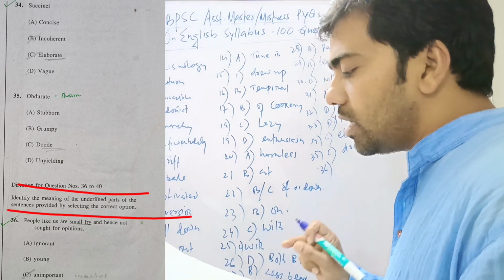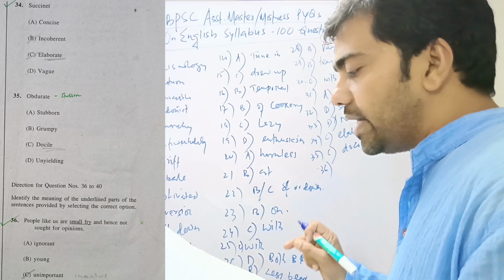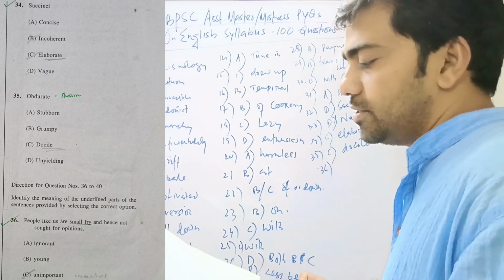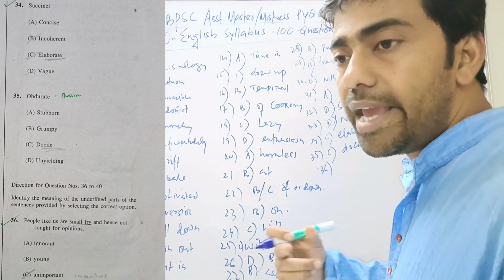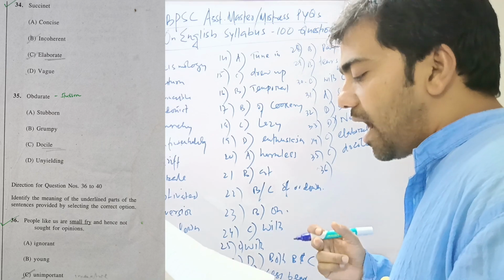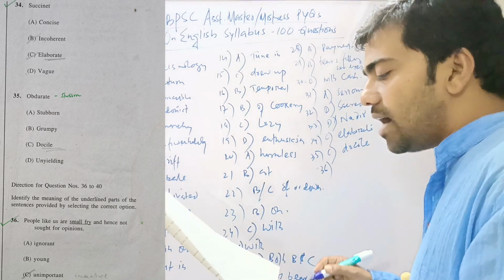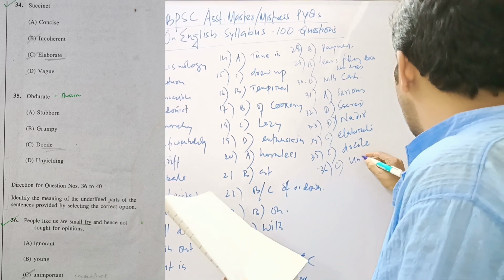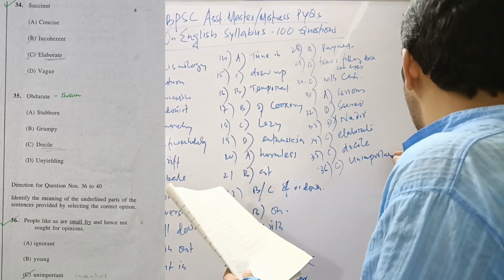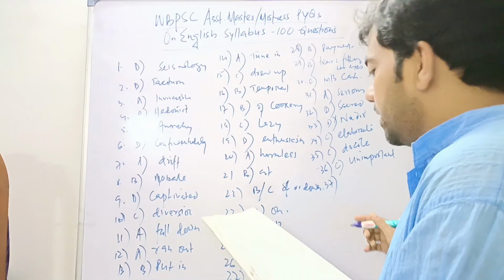Now again, direction for question number 36 to 40. Identify the meaning of the underlined parts of the sentences provided by selecting the correct option. It is idiomatic expressions. People like us are small fry and hence not sought for opinions. So small fry means unimportant, nincompoop type of people.